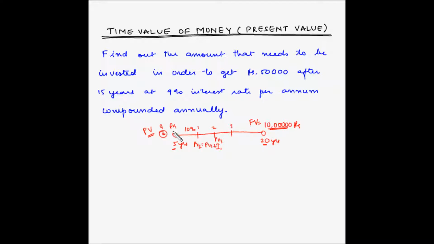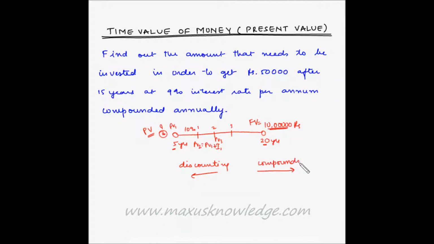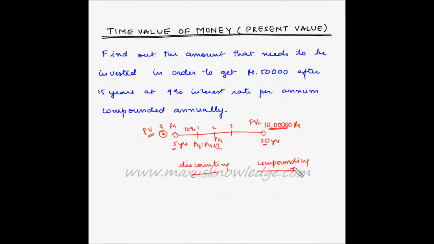However, in cases where you know the future value and you want to find the present value, the concept is known as discounting instead of compounding. So if you are going this way, that is you want to find the present value, it is known as discounting, and if you are going this way, it is compounding. So basically, discounting is nothing but simply the reverse of compounding. Now let's take this example at hand and try to figure out how to perform the calculations.